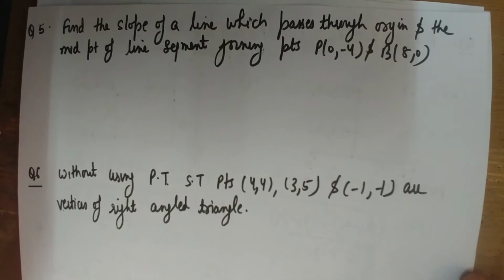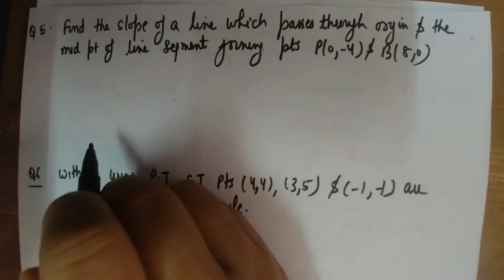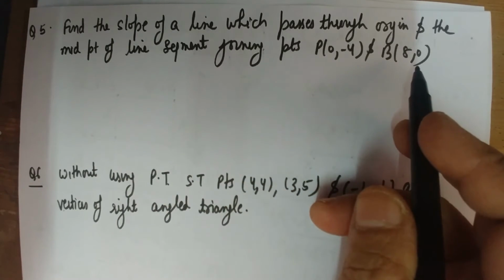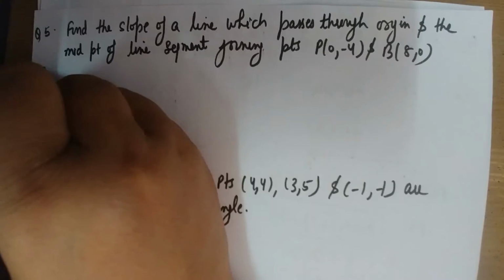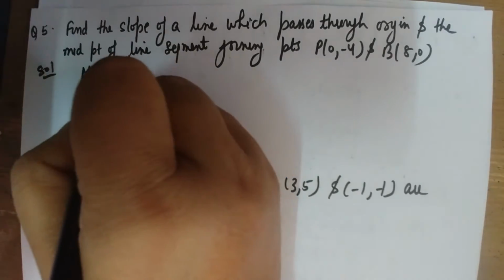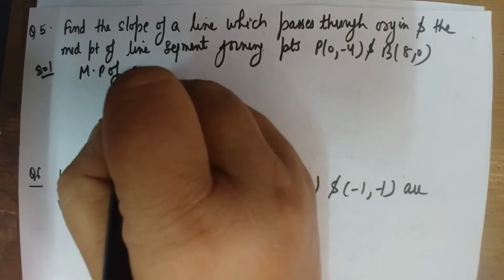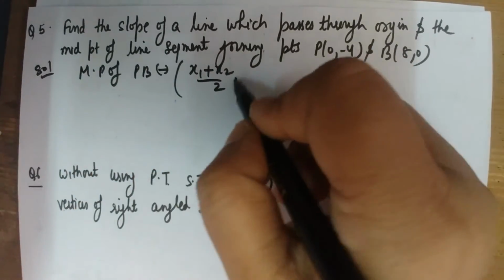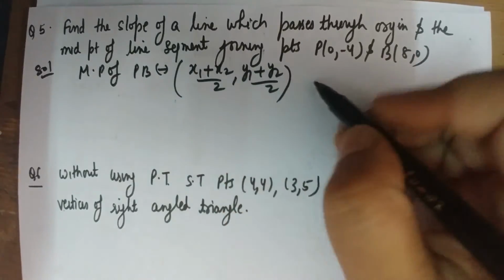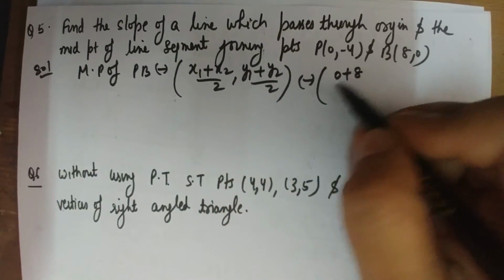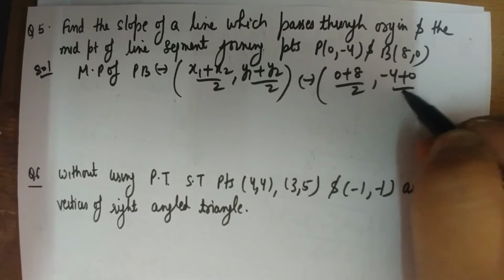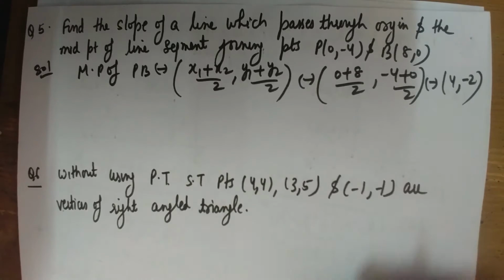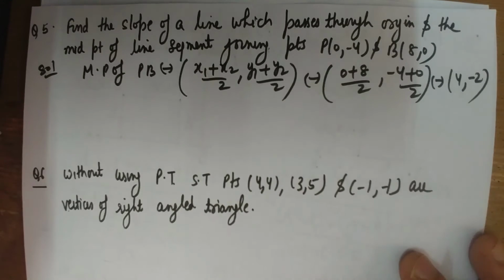Number 5 is: find the slope of a line which passes through the origin and the midpoint of the line joining the points P(0, -4) and B(8, 0). So first of all, let's work out the midpoint of these points P and B, using the midpoint formula, that is (x1 plus x2) by 2 and (y1 plus y2) by 2. So this turns out to be (0 plus 8) by 2 and (-4 plus 0) by 2. So this is 4 comma -2. So it becomes (4, -2), which is the midpoint.